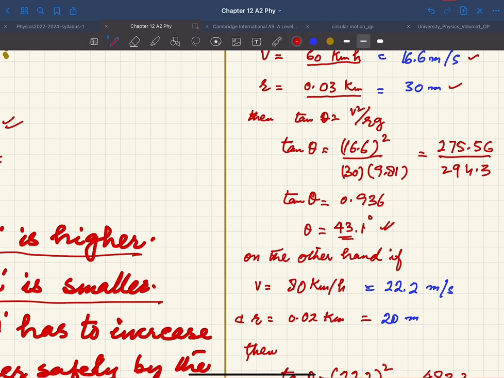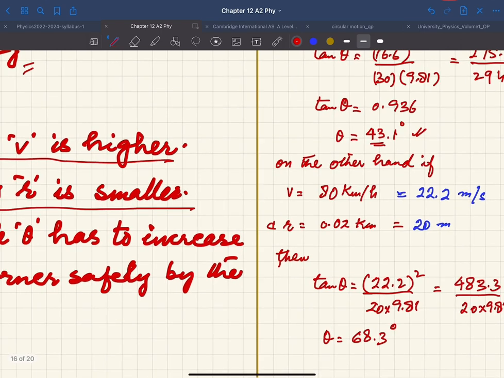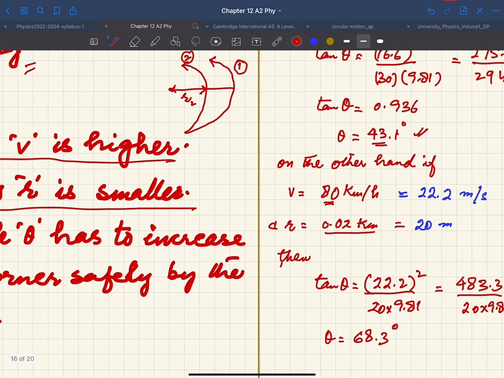This should be the vertical angle, 43.1. Now, on the other hand, if you increase the velocity from 60 to 80, and you decrease the radius, taking a sharper turn, suppose the radius is 0.02. If you are taking a turn like this, then here you have this radius. But if you are taking a sharper turn, this is situation one and this is situation two. So in situation two this is radius R2, and from this point to this point here we have R1.